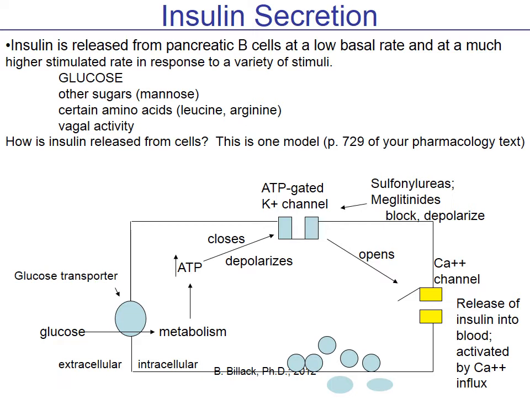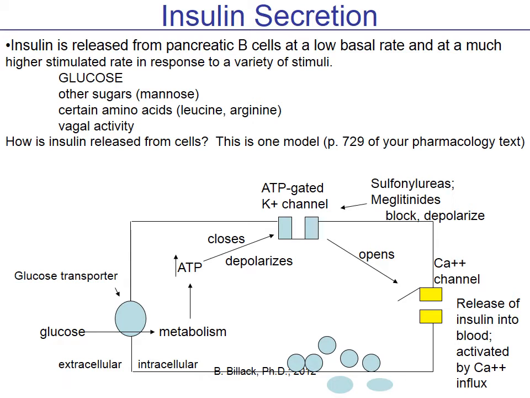So when the ATP levels within these beta cells is high, that channel closes, causing a depolarization. The depolarization results in a calcium channel opening. Calcium floods into that beta cell, and granules of insulin are going to then move to the cell membrane, fuse with the cell membrane, and participate in exocytosis, allowing insulin to be released into the blood.